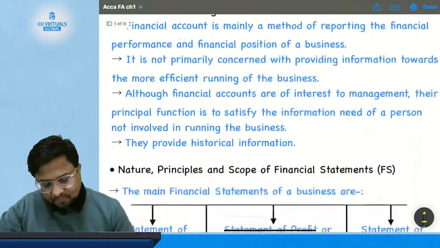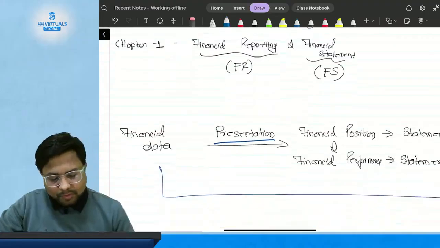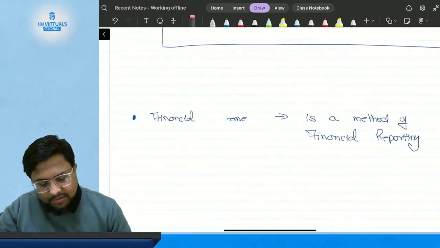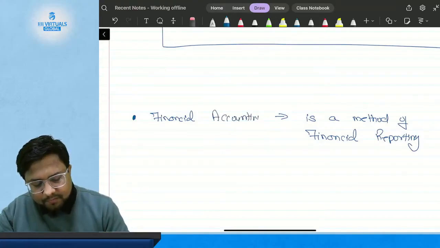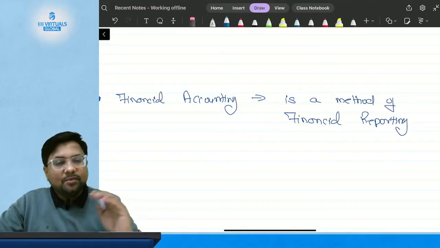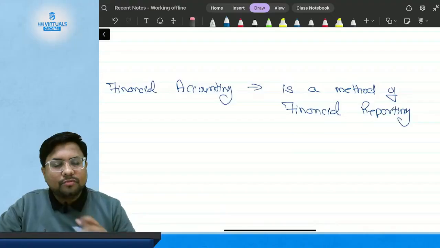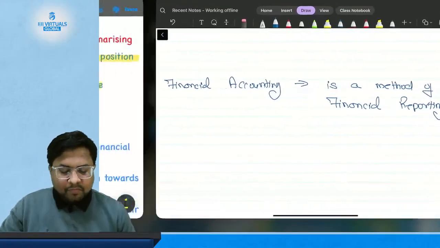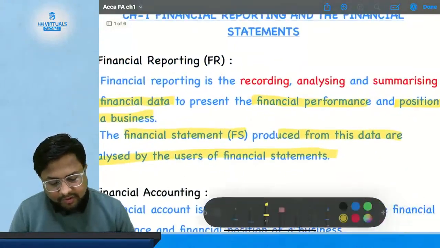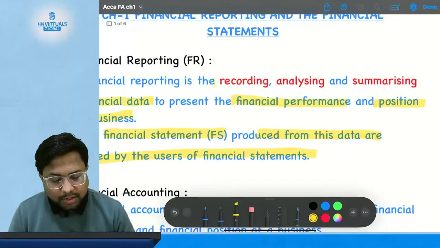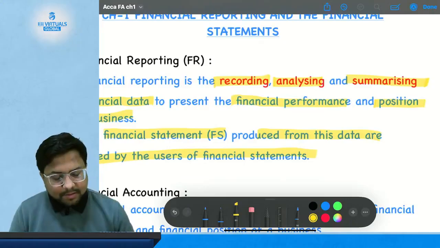Okay. Now, what is financial reporting? We have studied that. This is financial accounting. So financial accounting is one of the methods of financial reporting. How financial reporting is done is by the method of financial accounting. Now come again to the note. We have written that financial reporting is recording, analyzing and summarizing.